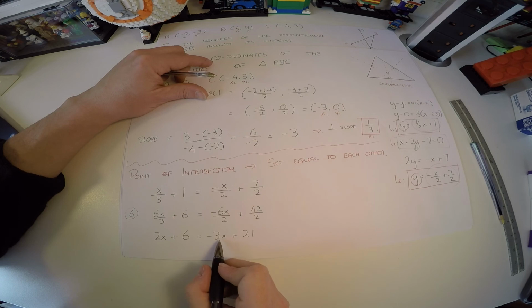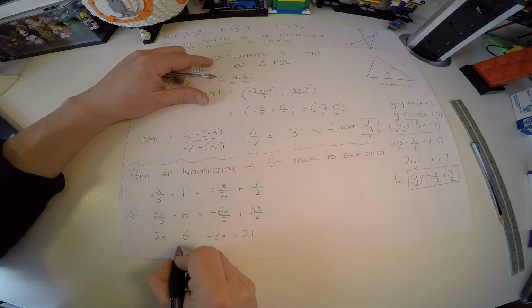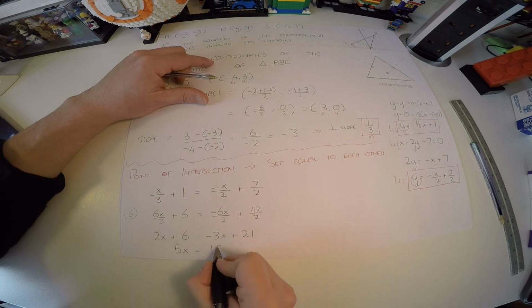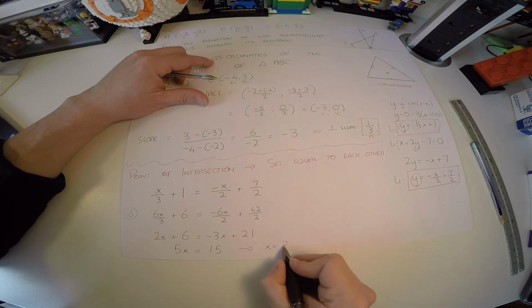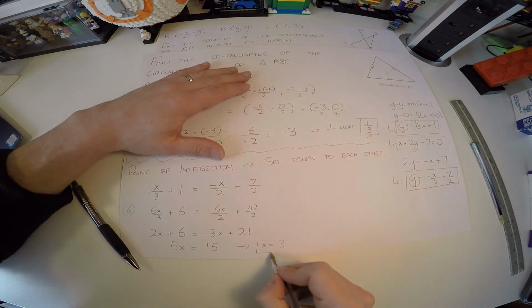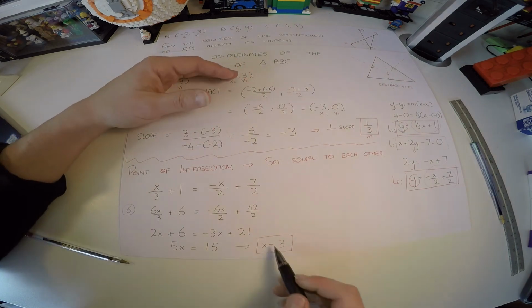Now hopefully you can see from this I can bring some stuff around. So 3x comes over, it becomes positive, gives me 5x over here. 6 comes over, becomes negative. That's 21 minus 6, which gives me 15. That means x must be equal to 3. So my x coordinate for the intersection is 3.